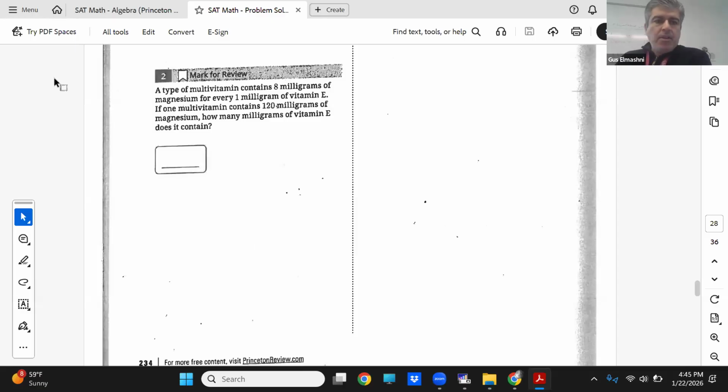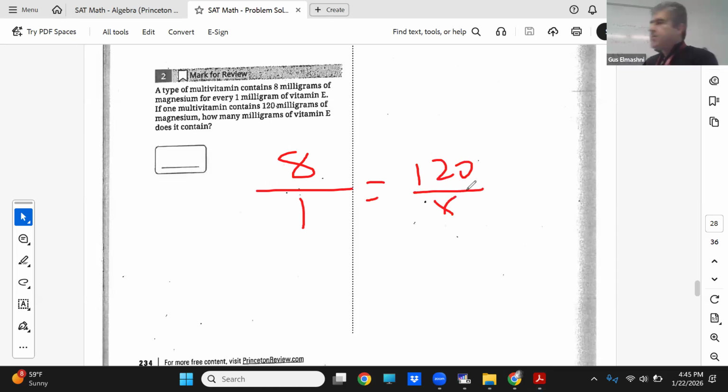Okay. So for this one here, a type of multivitamin tablet contains 8 milligrams for every... Okay, guys, quiet. Thank you. So 8 over 1 equals 120 over X. Because think about it, you want to go in the right order: magnesium to vitamin E. So 15. Yeah.